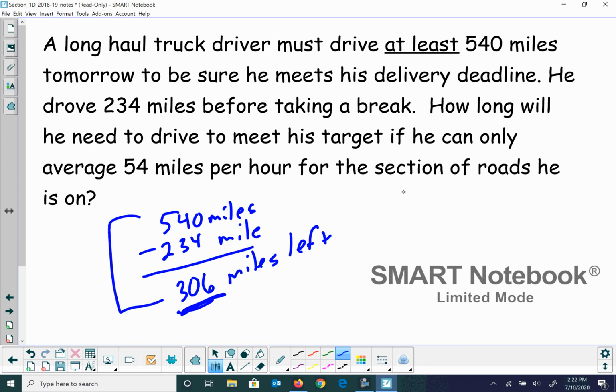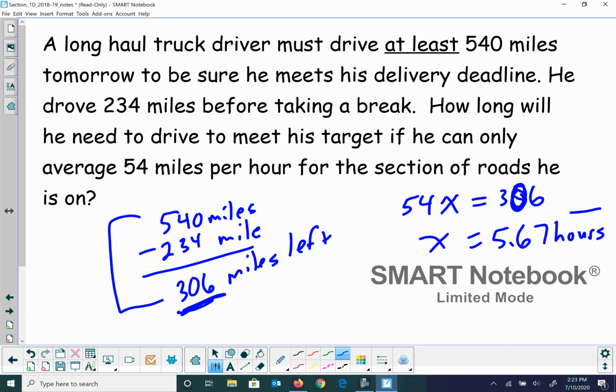Okay, so now 54 miles per hour. So if he's going to drive 54 miles per hour for a certain amount of time, we'll call time x, in this case, he needs to go 306 more miles. Okay, divide each side by 54. So I get 306 divided by 54, and it looks like he has to drive about 5.67 hours in order to get to that destination.